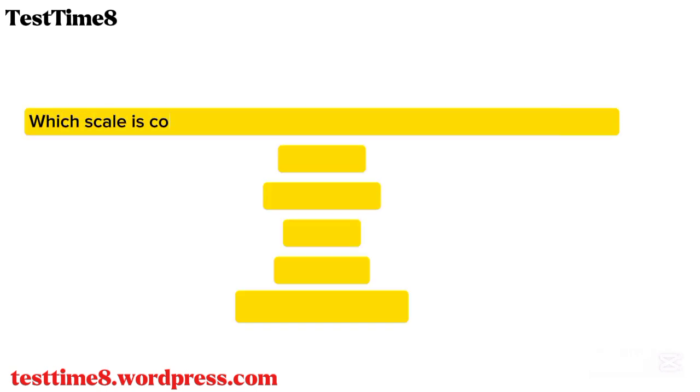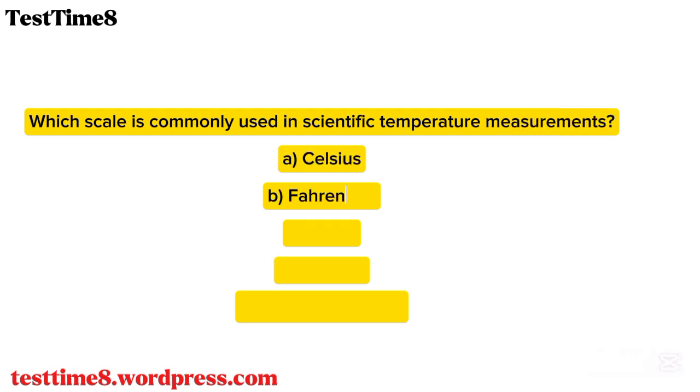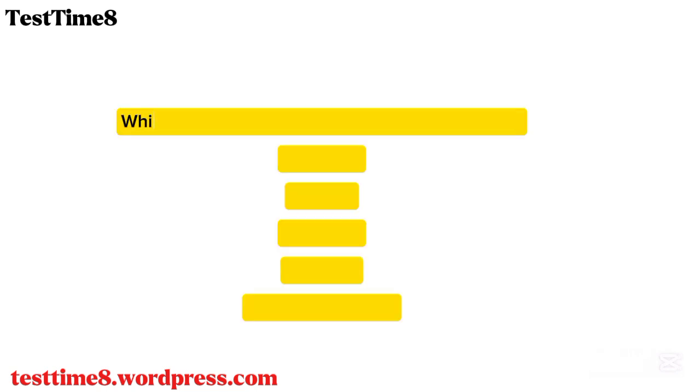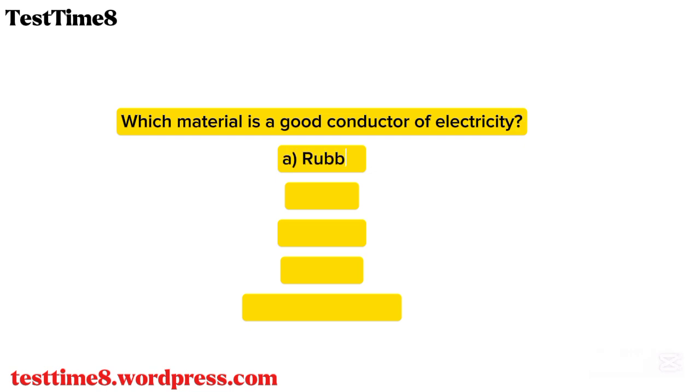Which scale is commonly used in scientific temperature measurements? A. Celsius, B. Fahrenheit, C. Kelvin, D. Rankine. Answer: C. Kelvin. Which material is a good conductor of electricity? A. Rubber, B. Glass, C. Copper, D. Plastic. Answer: C. Copper.